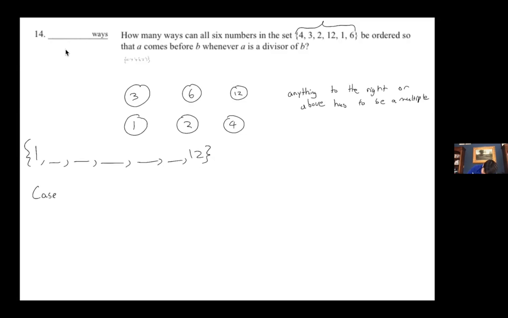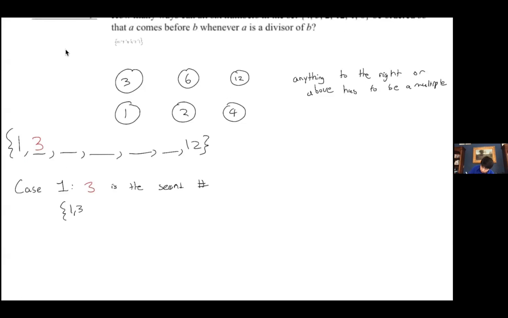So case 1, what if we put 2 into the second spot? Actually, I'm going to do the other case first because it's simpler. Okay, what happens if we put 3 as the second number in the order? Then that means that we have 1 and then 3. And then we're left with 2, 4, 6, and 12.